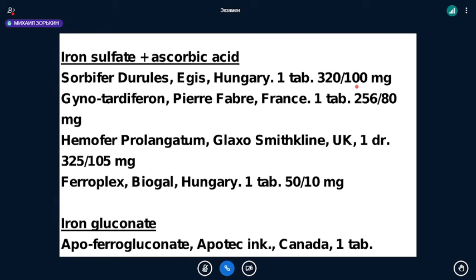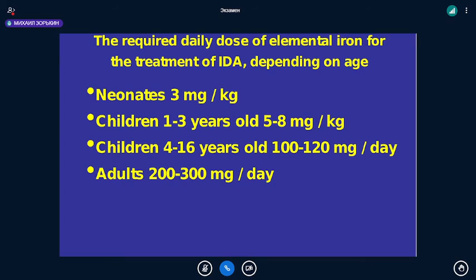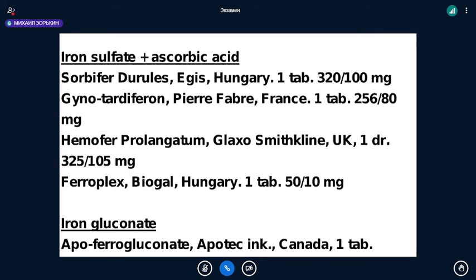And actually, in the prescriptions of the iron supplements, they will always be given in the same way. Firstly, the total weight is mentioned, and after that, the content of elemental iron, dependent on the previous information. So every day we must give 200 up to 300 milligrams of elemental iron.